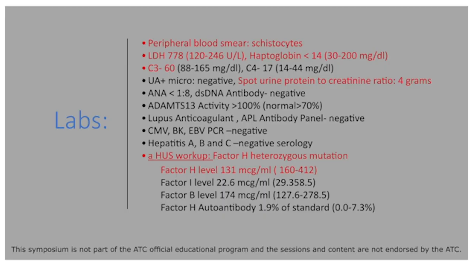These are her rest of labs. Her peripheral blood smear showed evidence of schistocytes. She had elevated LDH, low haptoglobin, and a low complement C3. Her ADAMTS13 activity was in the normal range. Due to findings of renal dysfunction, microangiopathic hemolytic anemia, and thrombocytopenia, a diagnosis of atypical HUS was made. She underwent a further genetic workup, which confirmed a factor H heterozygous mutation with low factor H level. Incidentally, the patient also had a low factor I level.